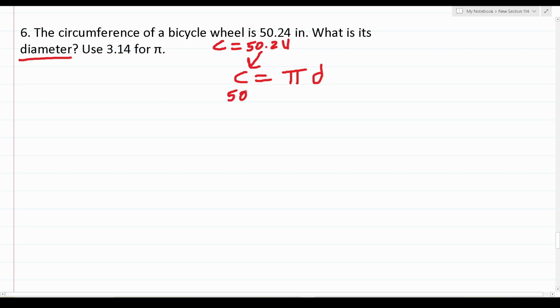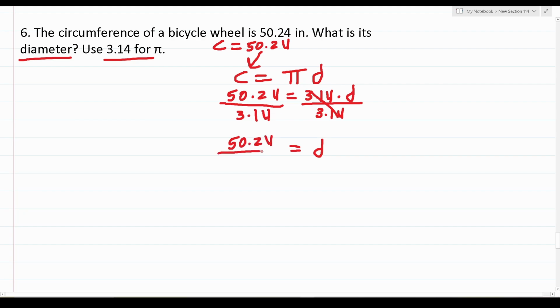So in place of C in our formula here, I'm going to put 50.24. So this becomes 50.24 equals, what is pi? We're told to use 3.14 for pi, and that's times d for diameter. We're trying to solve for diameter. So what we want to do now is get d by itself by dividing both sides by 3.14. This will cross out over here, leaving you with just d on this side. And as you can see, d is 50.24 divided by 3.14.